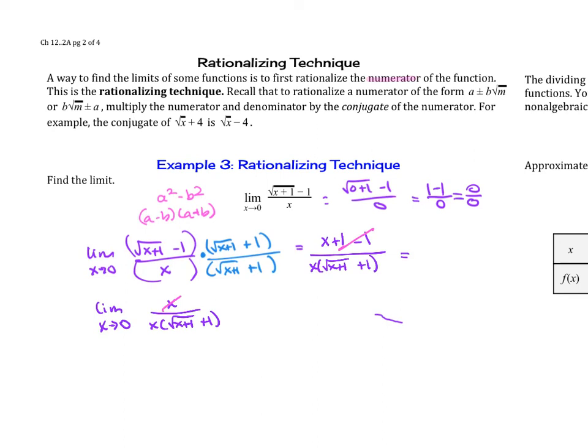And notice that the x's cancel out. So now we're looking at the limit as x approaches 0 of 1 over the square root of x plus 1 plus 1. Now we can plug in 0. So when we do that, we will get 1 over the square root of 0 plus 1 plus 1, which is 1 over 1 plus 1, or 1 over 2.